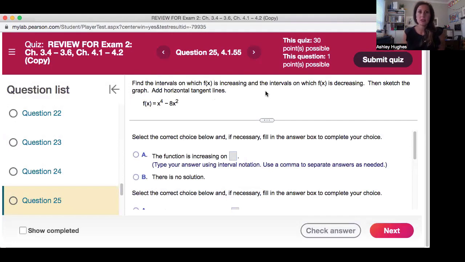Find the intervals on which f is increasing and decreasing. Okay, so for increasing, decreasing, I take the derivative. I get 4x cubed minus 16x.